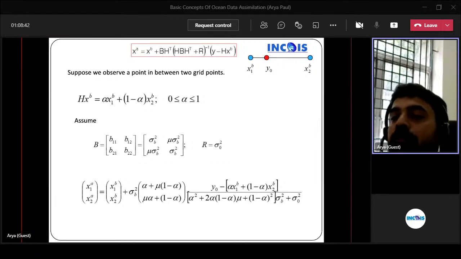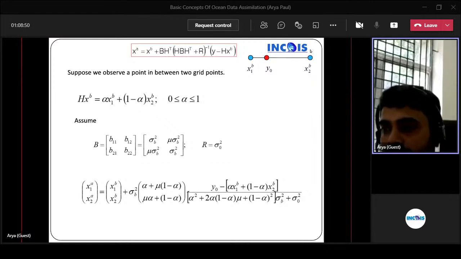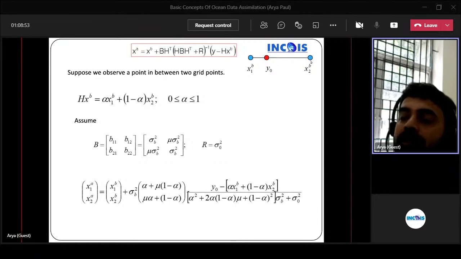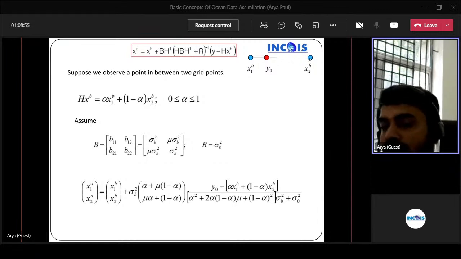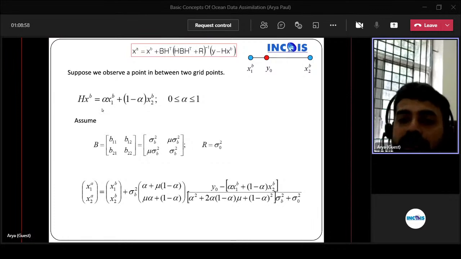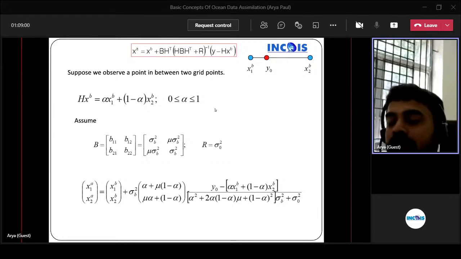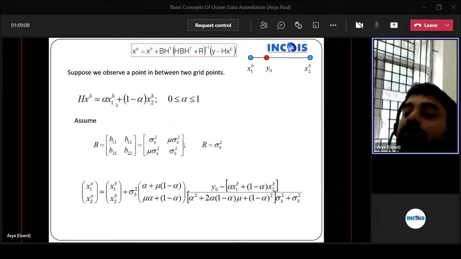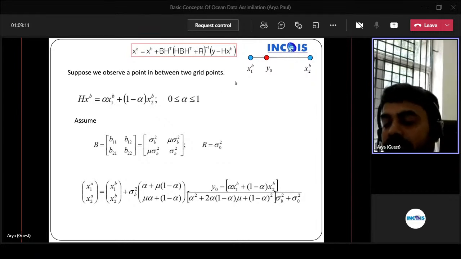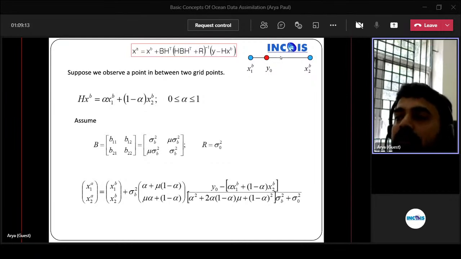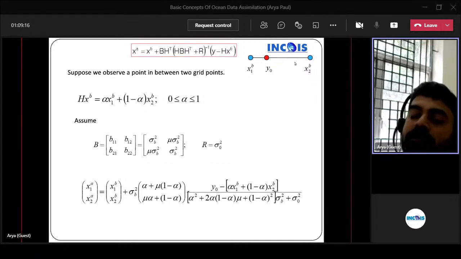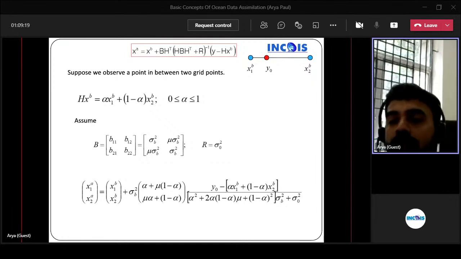Alpha signifies where exactly in between these two you are measuring. Let's say if alpha is 0, then your H(XB) is simply X2B, which means you are measuring right at the right end of the rod. If alpha is 1, then you have only X1B and you are measuring right at the left end of the rod, or the left grid point. And if alpha is somewhere between 0 and 1, then you are measuring somewhere in between these two grid points, or somewhere on the rod.